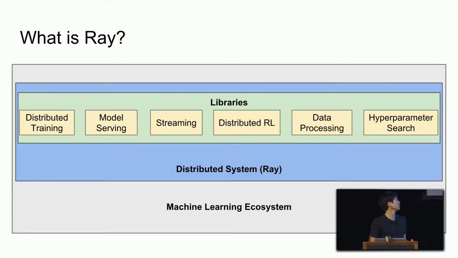We're working toward building an underlying distributed system that's capable of supporting all of the different components of the machine learning ecosystem as libraries and applications on top. Here, Ray is the blue underlying distributed system, and these yellow boxes are the libraries that we're also working on building. So that's what we're working toward and what we're building.